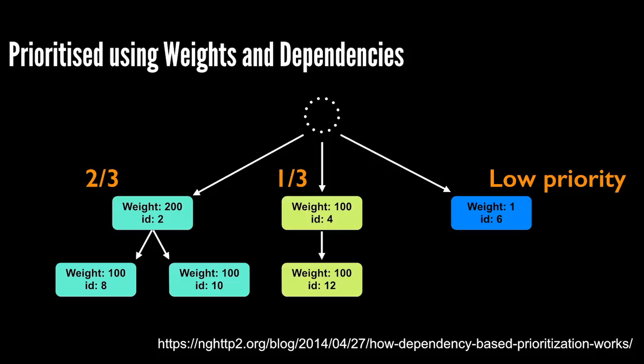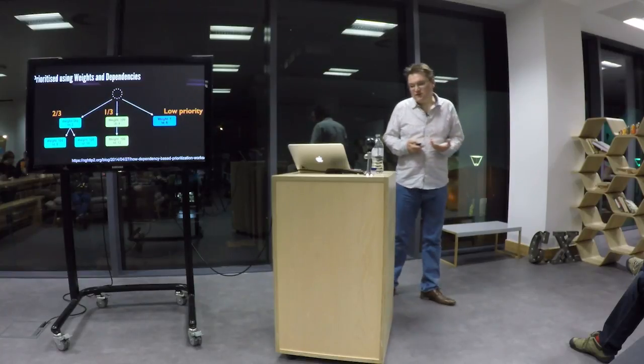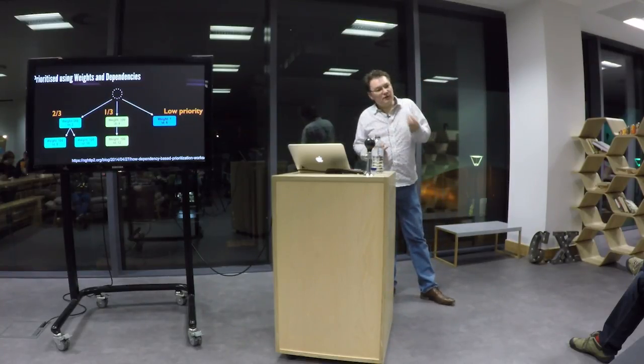And what that means is basically the one with a weight of 200 gets 2/3 of the frames, so 2/3 of the bandwidth. The one with a weight of 100 gets 1/3, and the one with a weight of 1 gets virtually nothing. It will only get time on the wire if the others become blocked for any reason. And then once the stream with ID of 2 finishes, its 2/3 is then split between the 2 resources below it. So this is a way of building a tree of what resources depend on each other and what priority they've got.